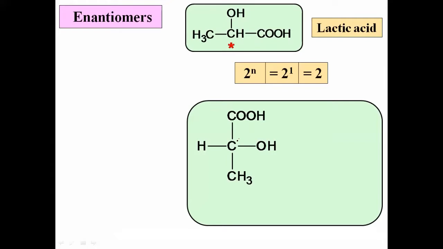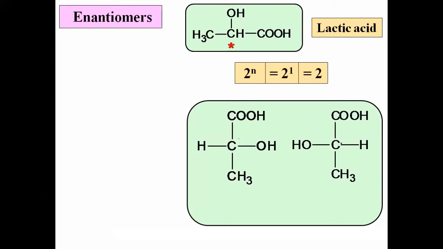Okay, now let us see another stereoisomer, the second possible stereoisomer for lactic acid. What is the difference between the two? In the first case, we have shown the OH group at the right hand side, while in the second case, the OH group is shown at the left hand side. And these are the two possible stereoisomers for lactic acid.